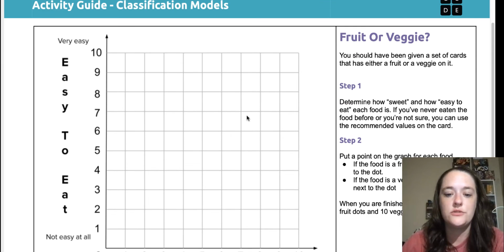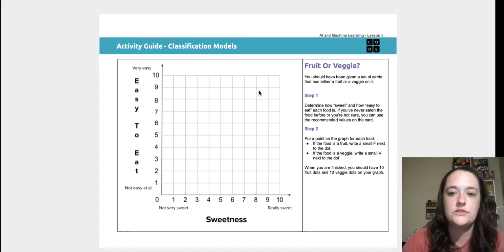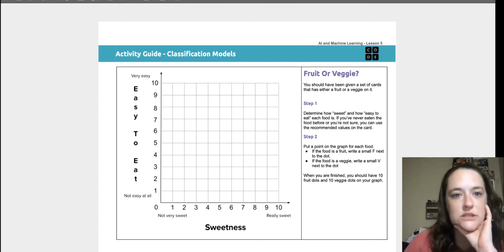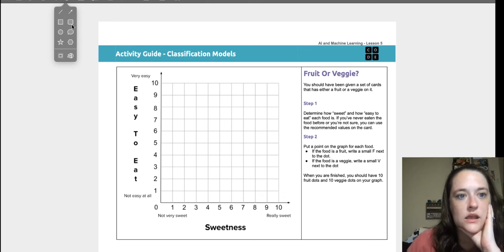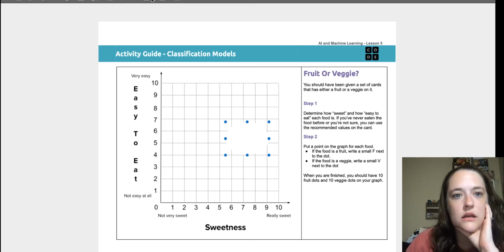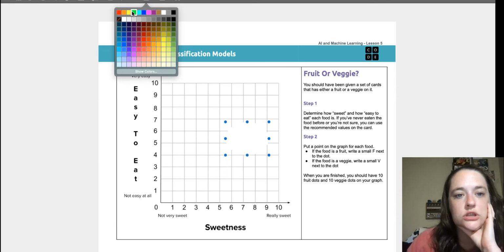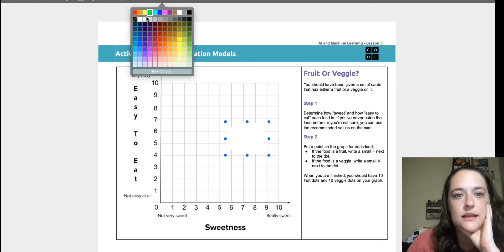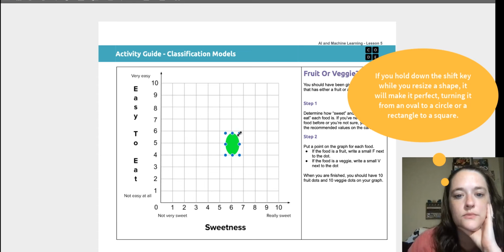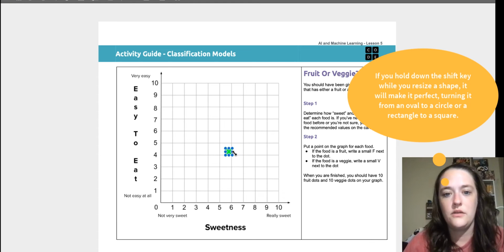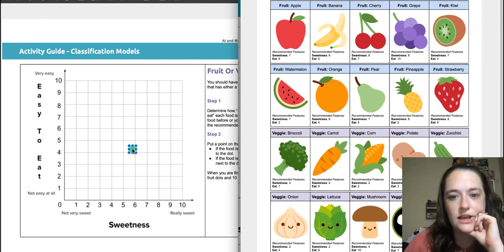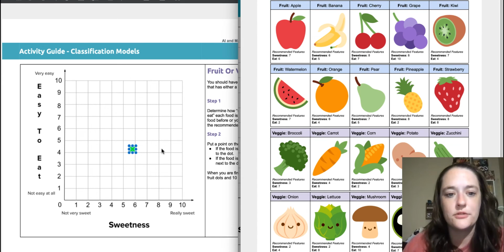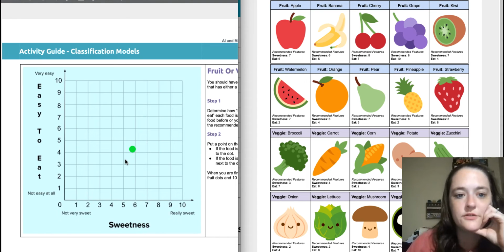What I'm going to do is first zoom out, second get my tools, and then we're going to make a dot. Nope, wrong button. There we go. Okie dokie. I am going to start with the apple. This is a fruit.